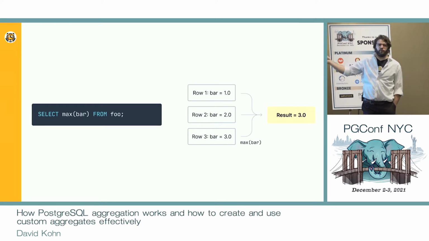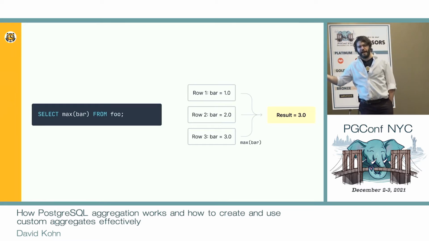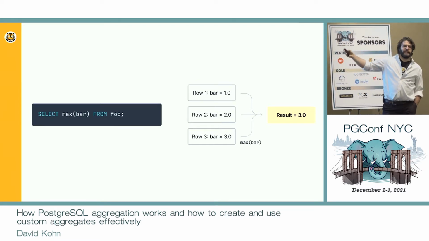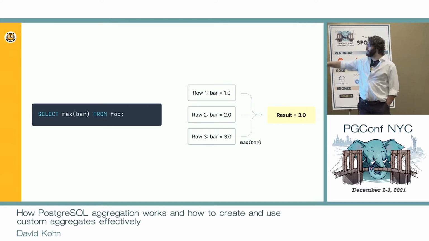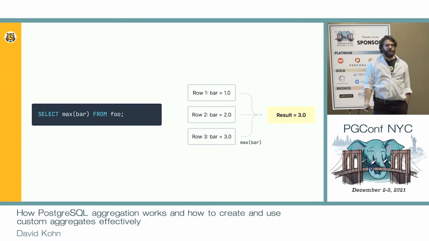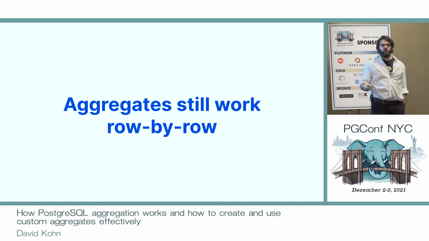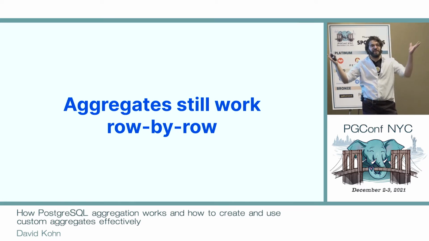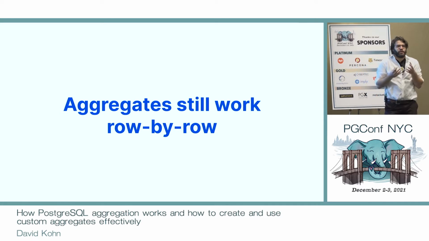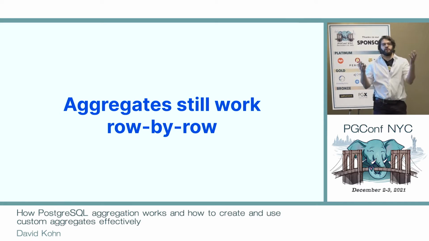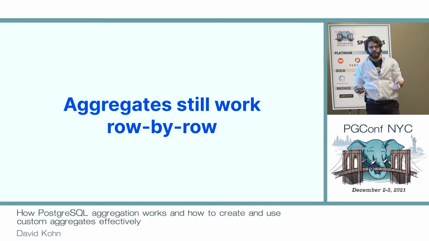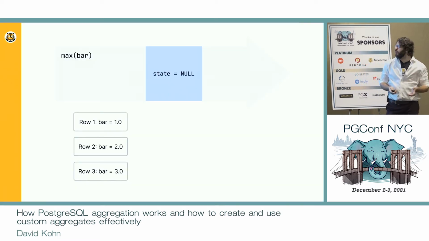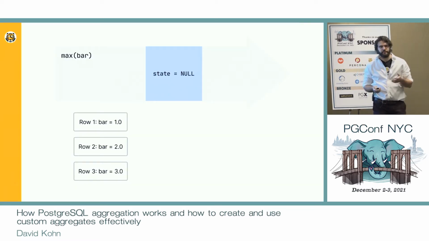So how max sort of works is like, okay, if I do select max of bar from foo, then it's going to look at the rows, and it's going to give me the result 3.0. But how does it actually do that? Well, actually, aggregates still work row by row. It's not like it gets to see all of the rows. Could be millions, right? So it can't actually say, I'm just going to take all of these rows and do something to all of them at once. I need to still work row by row. So how does that work?